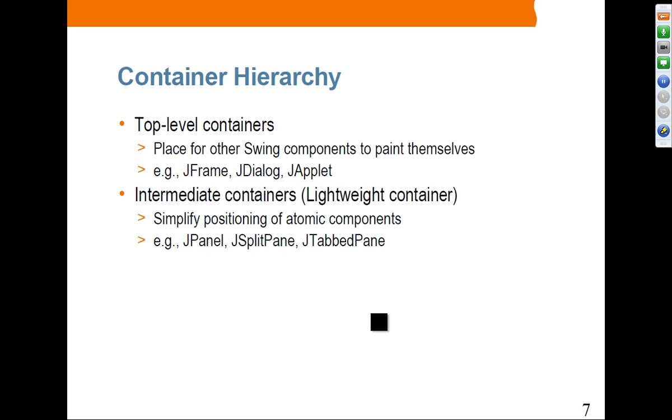And then there are intermediate containers, which you can call lightweight containers. These containers provide simplicity for positioning of atomic components. You can typically apply a layout manager to these intermediate containers. JPanel is probably the most popular intermediate container, along with JSplitPane and JTabbedPane. A split pane gives you a two-way split, and JTabbedPane has tabs.